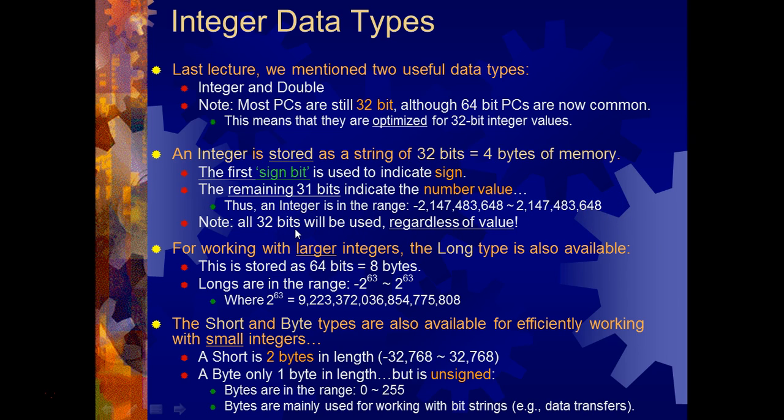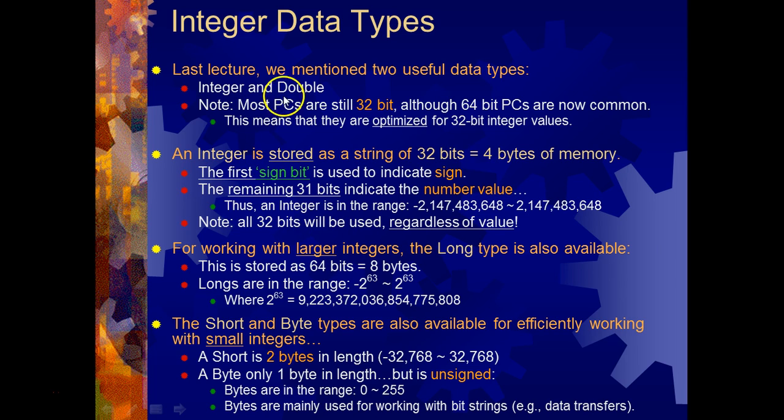And he says, note, all 32 bits will be used regardless of the value. What he means by that is even if you declare some variable like x to be an integer, and you say, oh, x equals 1, it doesn't matter. The computer's going to reserve the same amount of memory for that because you declared it as an integer. So basically, it means you could change it to some other value. So the computer has to sort of in advance, or the compiler has to in advance, reserve a certain amount of memory. So it reserves 32 bits.